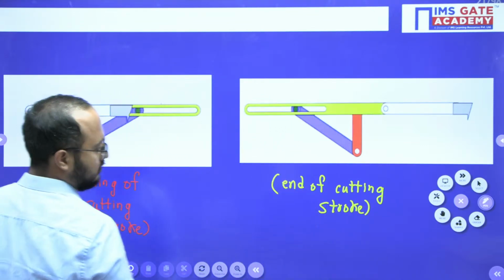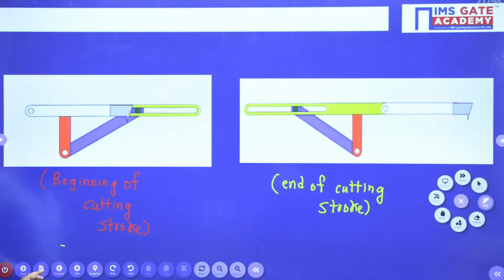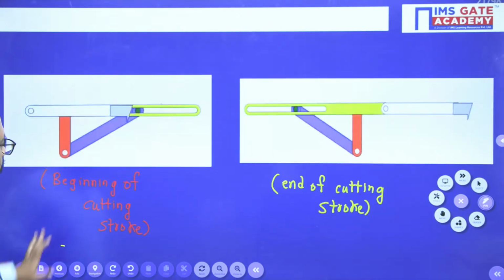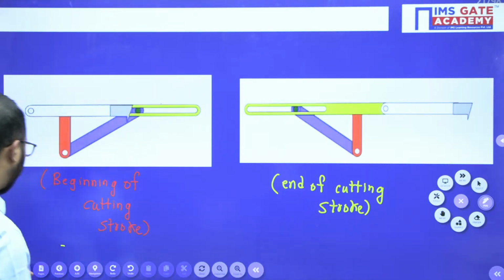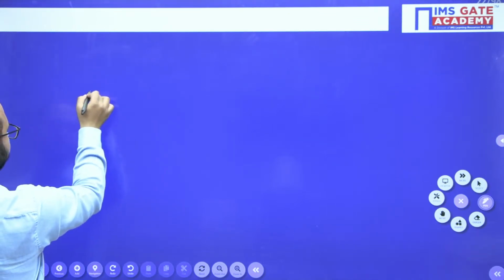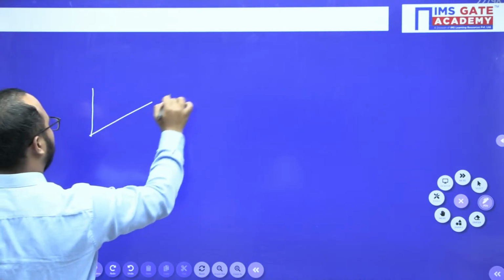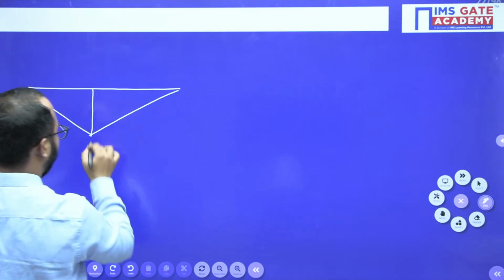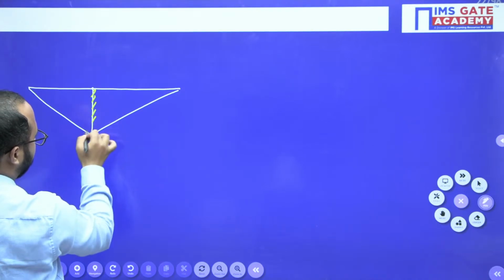Okay, everyone. Now see. So this point you should remember, the beginning of cutting stroke, end of the cutting stroke. Now how will you draw the extreme position diagram, the combined extreme position diagram? Okay, you can draw like this. This is the crank which is fixed. You can make such a triangle here. So this is the crank which is fixed.